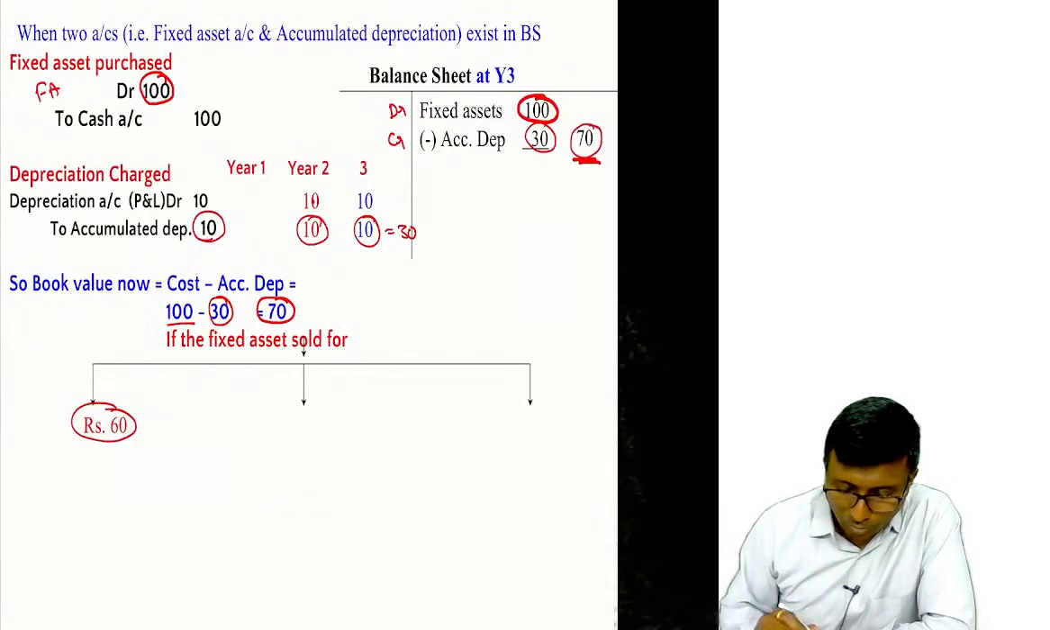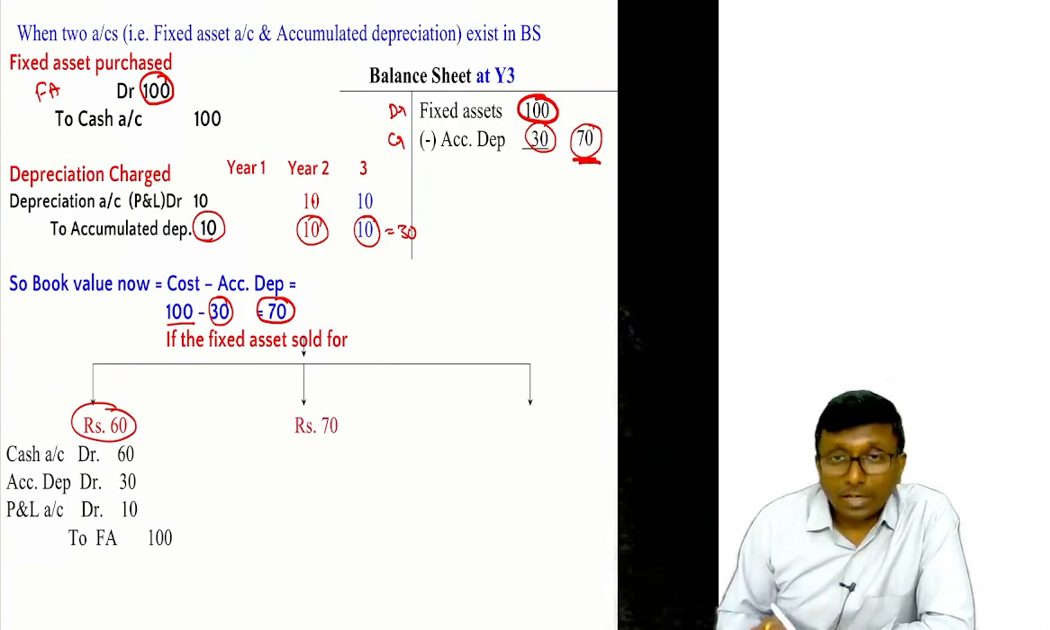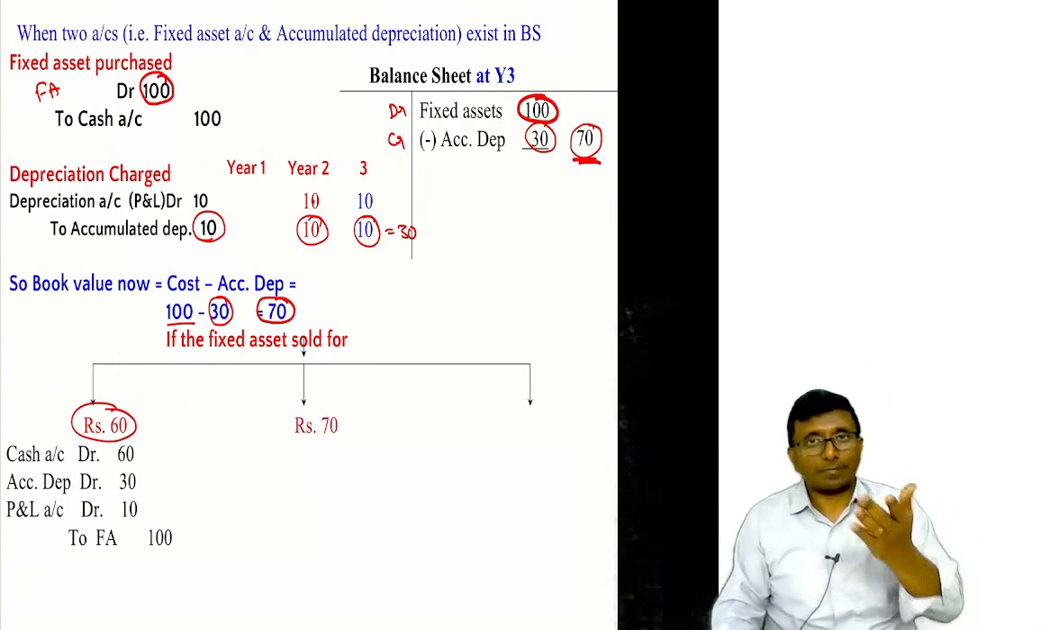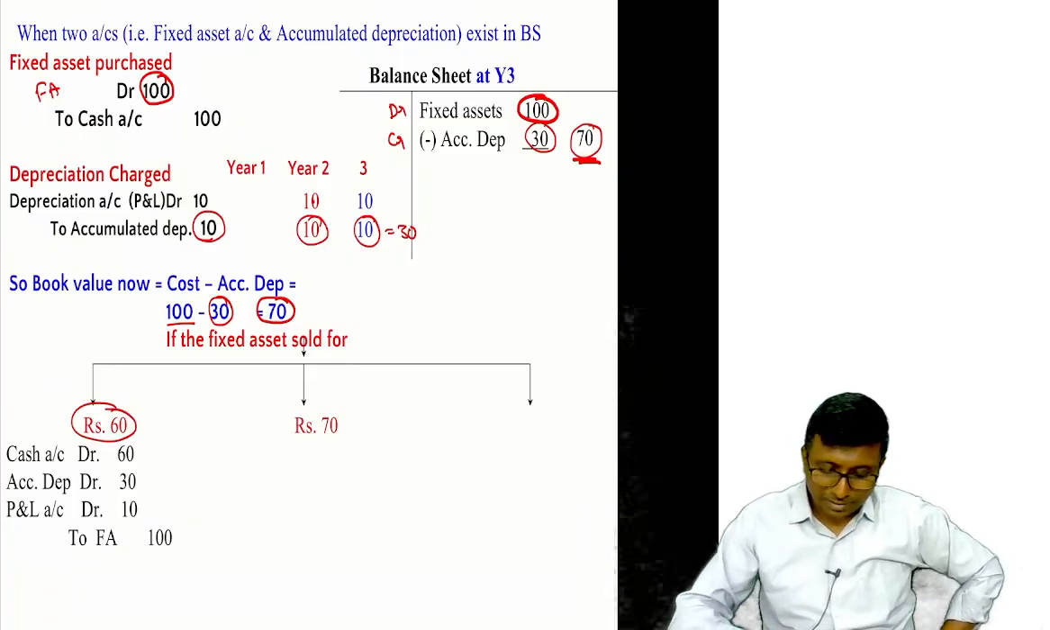I hope you must have copied already, but anyhow, I am presenting it here. See this? Same thing. Now, I am selling it for 70. Pass the journal entry. It is easy for you right now.